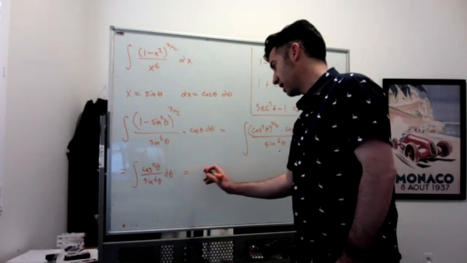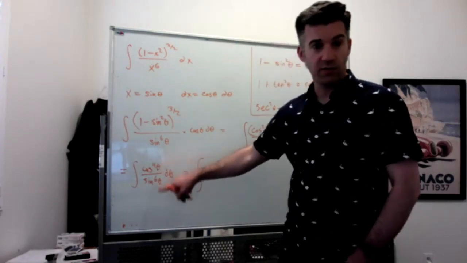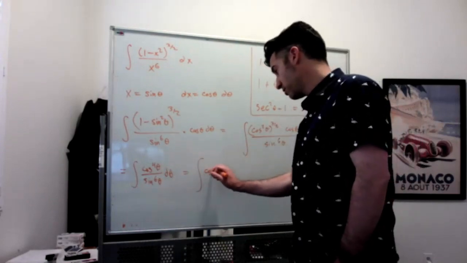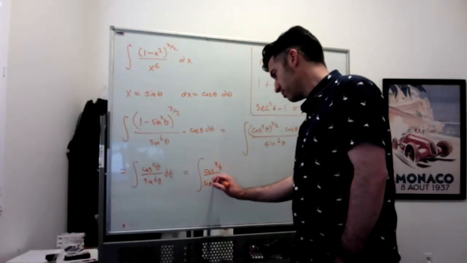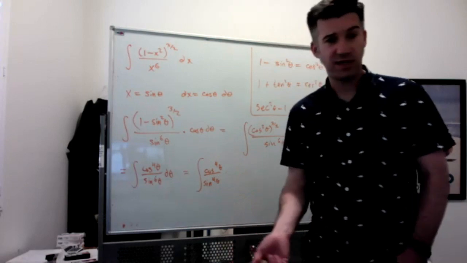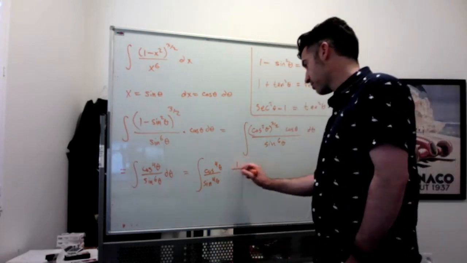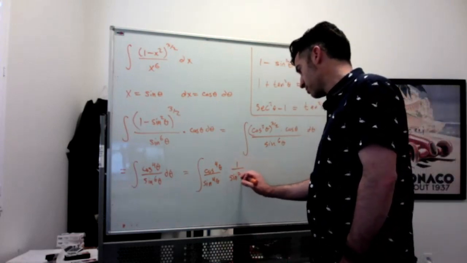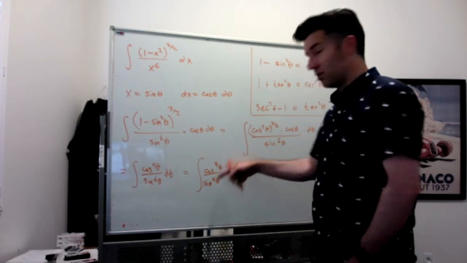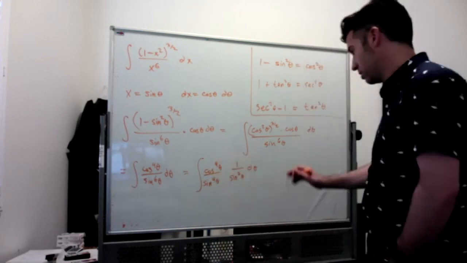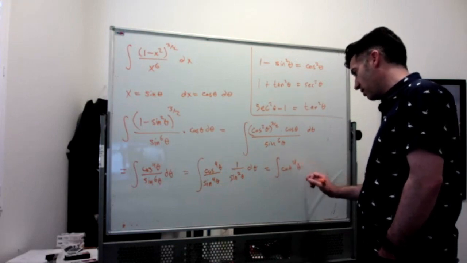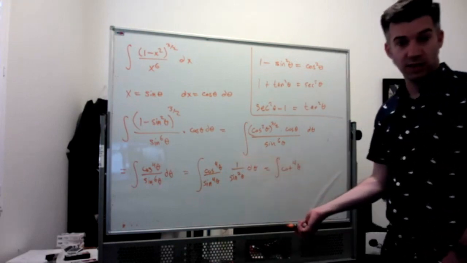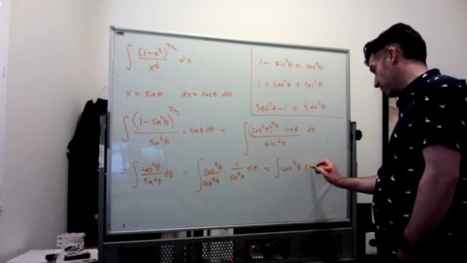So I'm going to write this as cosine to the fourth over sine to the fourth, and I'm still left over with the sine squared in the bottom. If cosine over sine is cotangent, so this is the integral of cotangent to the fourth theta, and then 1 over sine is cosecant, so 1 over sine squared is cosecant squared.